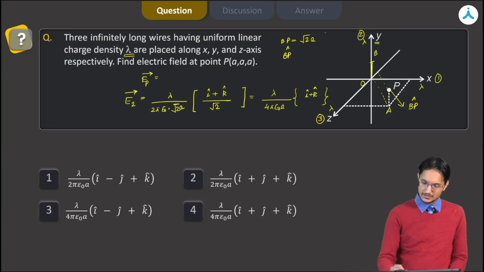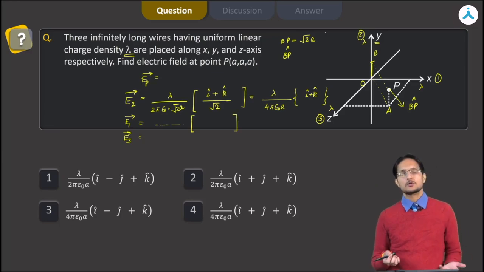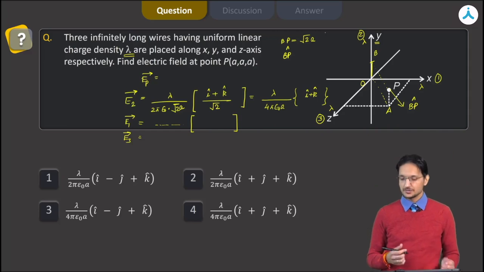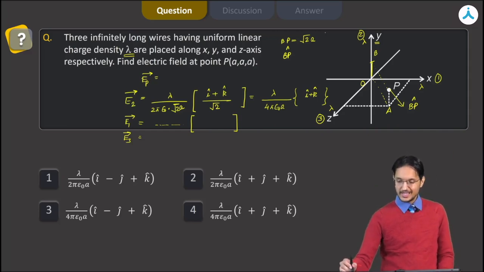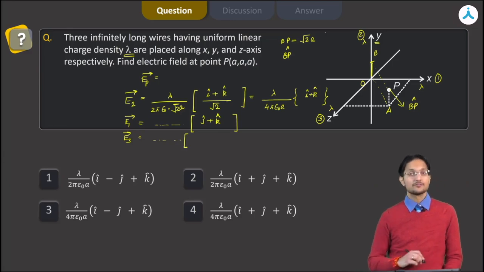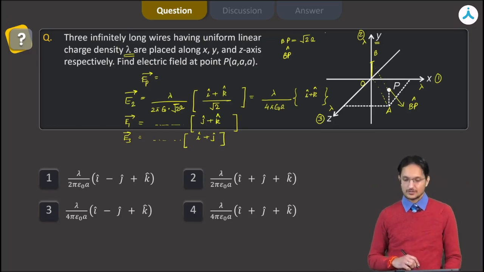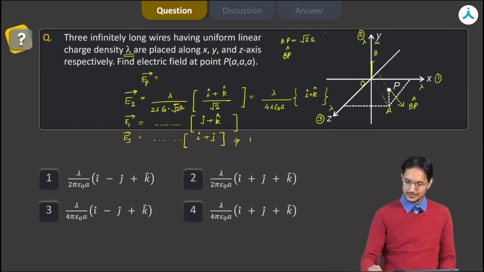Now I can similarly calculate E1 and E3. E1 will be some magnitude, and they'll again of course come out to be the same because of the symmetry of the situation, and that vector for x will come out along y and z. So I'll write j and k. E3 will be the same coefficient and the vector will be along x and y, so there will be i plus j. Alright, I hope this is clear.